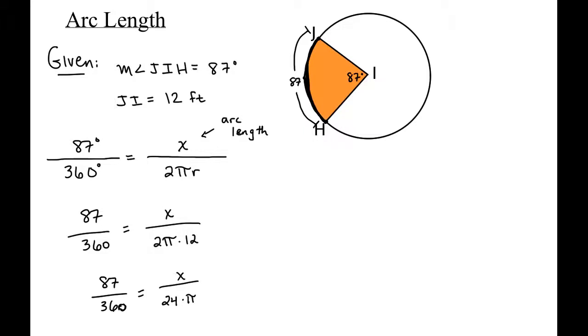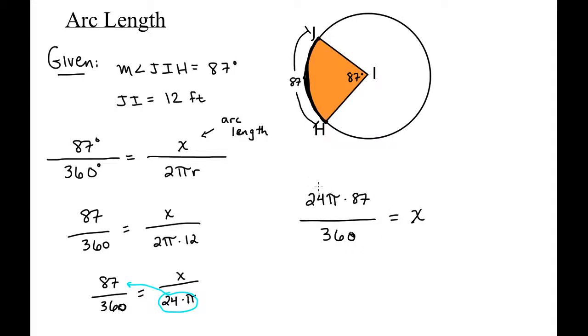Whenever my missing value is in the top, if I'm trying to find x in the numerator, I'm just going to take this denominator and move it up here by multiplication. So I'm left with 24 pi times 87, all divided by 360, is equal to what we're looking for, x.